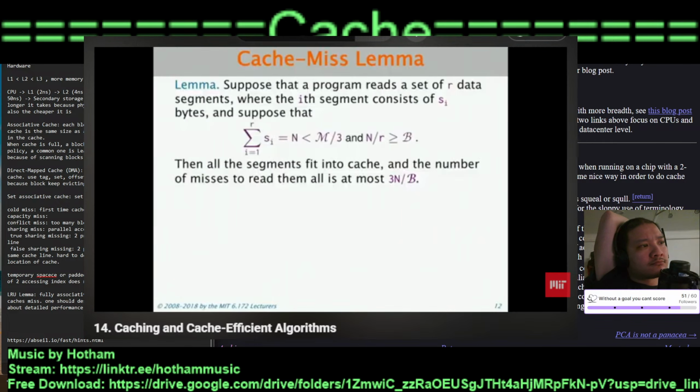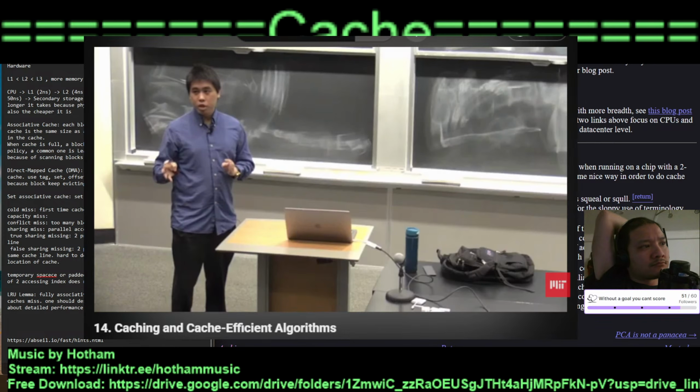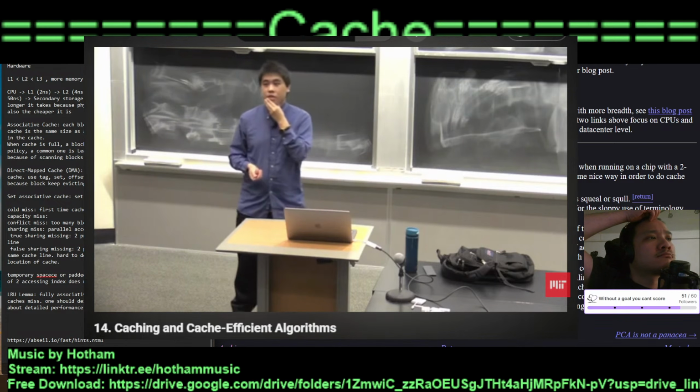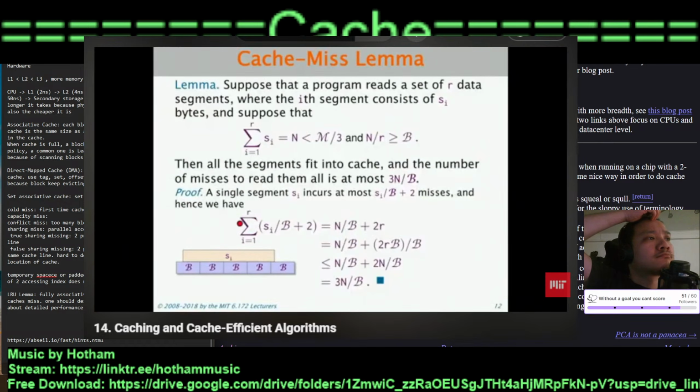So let's try to prove this cache miss lemma. So here's a proof. A single segment s_i is going to incur at most s_i over B plus 2 cache misses. So does anyone want to tell me where the s_i over B plus 2 comes from? So let's say this is the segment that we're analyzing, and this is how it's aligned in virtual memory.